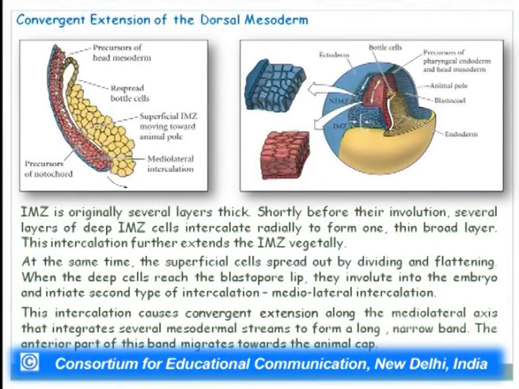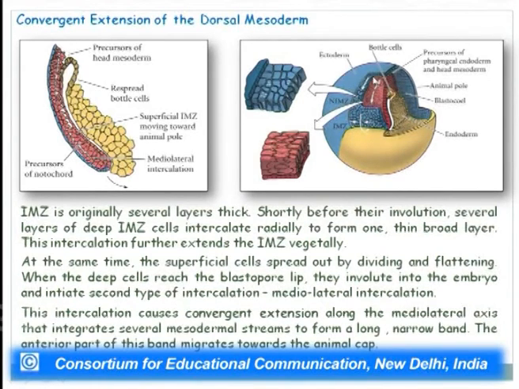The anterior part of this band migrates towards the animal cap. So, you can visualize in this particular diagram, this is the involuting marginal zone. Initially, these are the deep layers of the involuting marginal zone, and this blue is the ectodermal layer. This deep layer is several cell layers thick, as shown here. The first thing is that these several layers will radially intercalate and become a single cell layer, and that is how it expands.